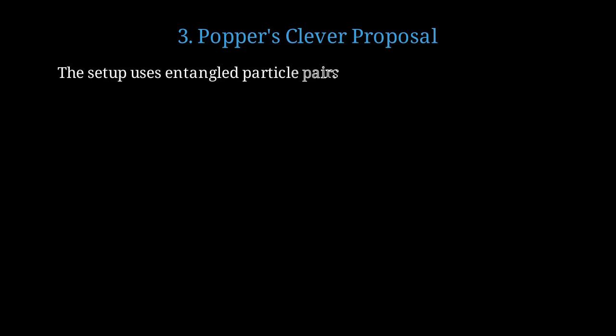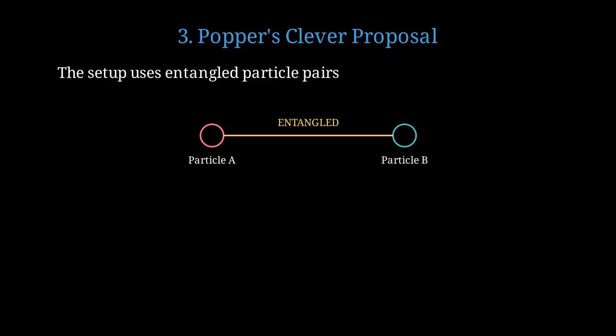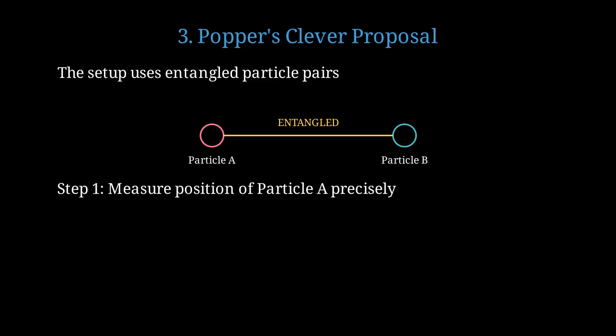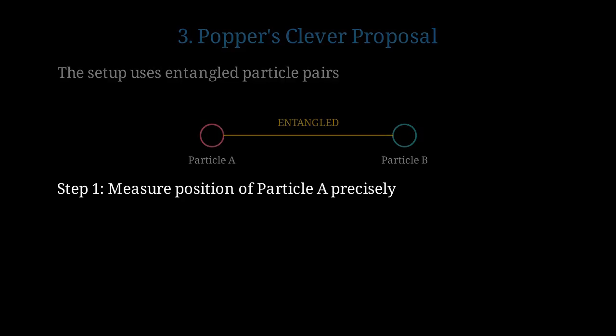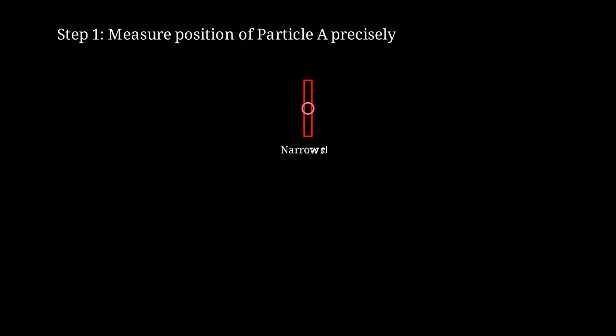Popper's setup uses pairs of entangled particles, which are quantum mechanically connected. Two particles, A and B, are created in an entangled state, meaning their properties are correlated. Step 1. We measure the position of particle A very precisely through a narrow slit. Particle A passes through a narrow slit, which gives us precise knowledge of its position.